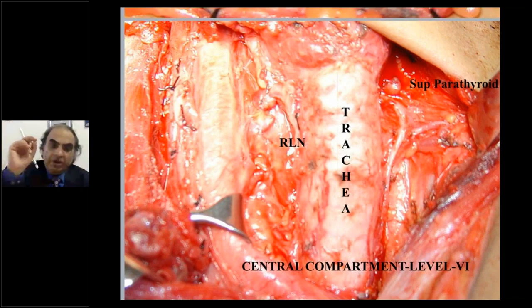But if level 1 is involved, and if it is palpable, and if it is confirmed, or there are features suggestive of it being an involved node, that is spheroidal rather than oblong, central hilar area, or extracapsular spread in the form of absent halo sign, we'll go for level 1 also.